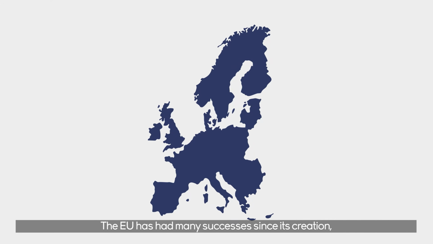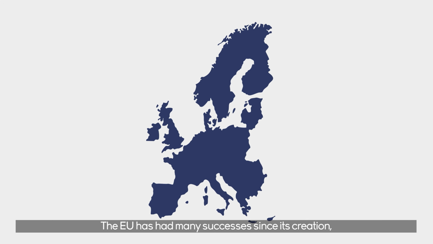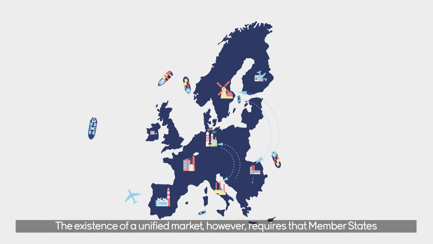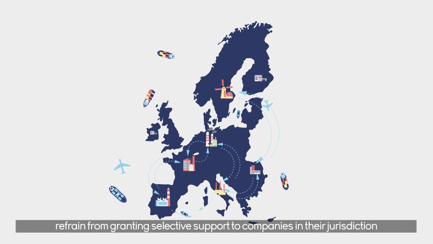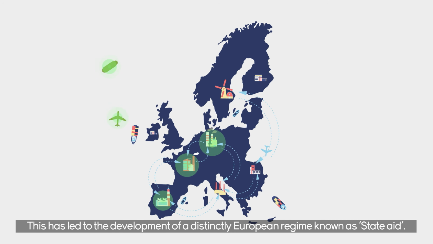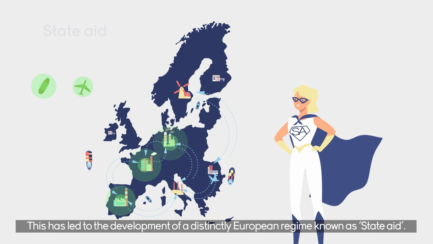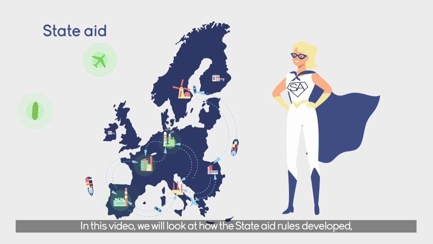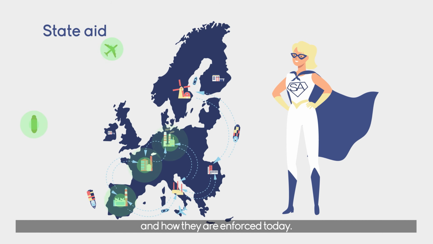The EU has had many successes since its creation, but perhaps one of the most important is the establishment of a single European market. The existence of a unified market, however, requires that member states refrain from granting selective support to companies in their jurisdiction if that could distort competition and trade. This has led to the development of a distinctly European regime known as state aid. In this video, we will look at how the state aid rules developed and how they are enforced today.